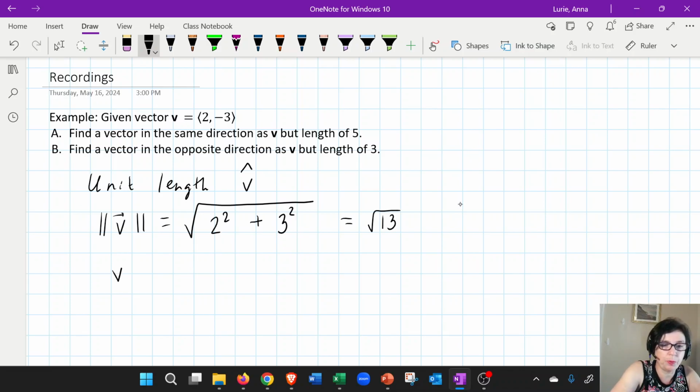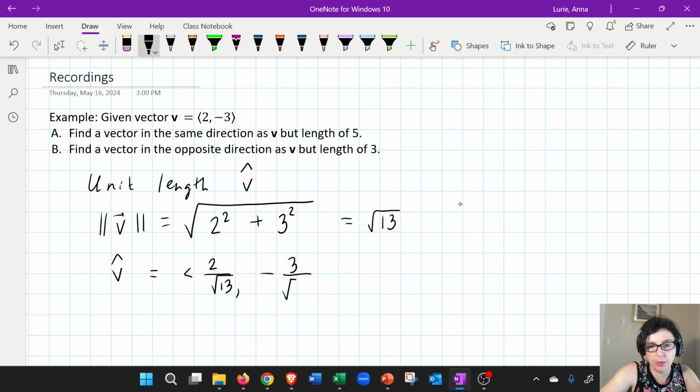Now I want to put a hat on it, in other words, making it length of 1. What do I do for that? Well, I need to divide each component by the magnitude. So I will get 2 divided by the square root of 13, and then I would get -3 divided by the square root of 13.